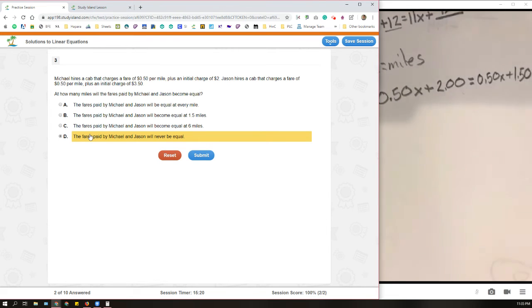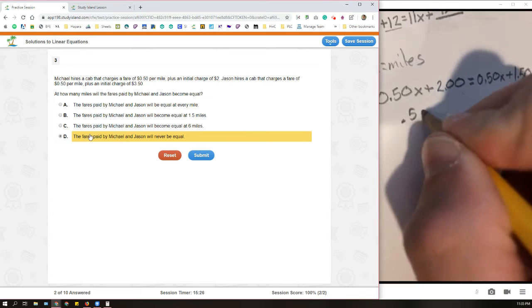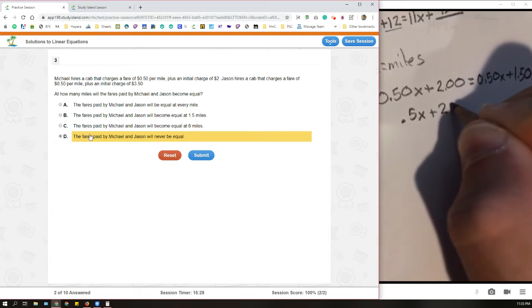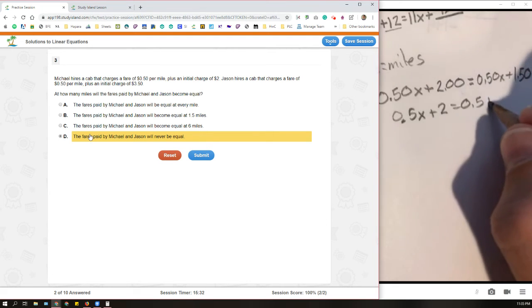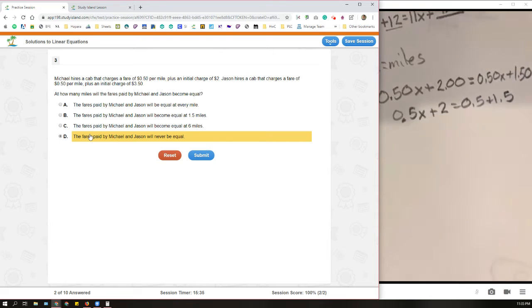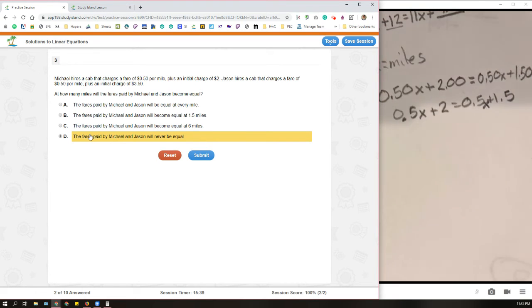I hate all the extra decimals. You don't need them. I know it looks like money, but you don't need all the extra decimals. So I'm going to go ahead and write 0.5x plus 2 equals 0.5x plus 1.5. What do you see? And I forgot to write my x. What do you see on both sides of this?